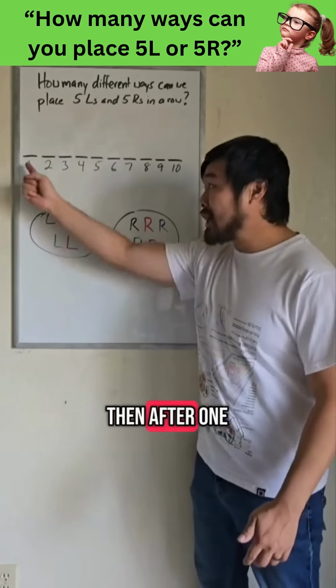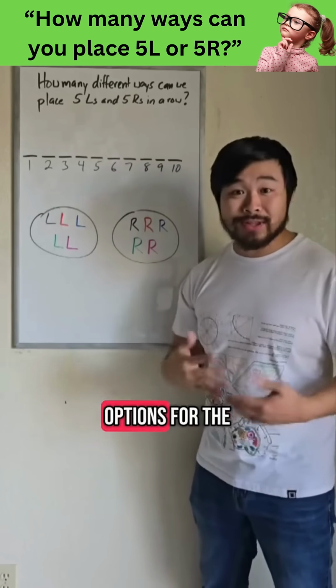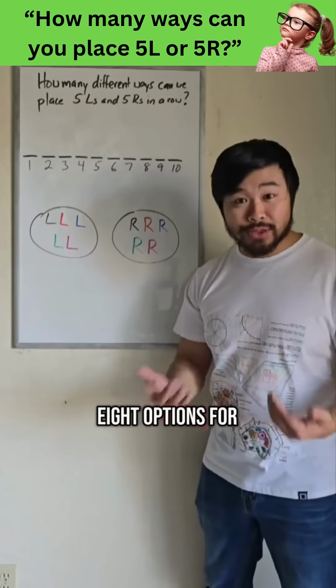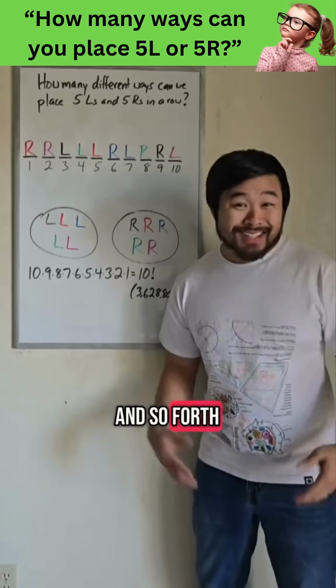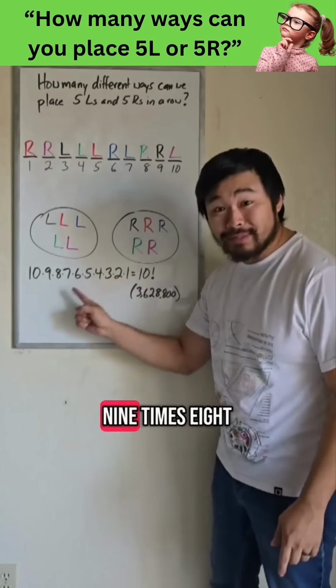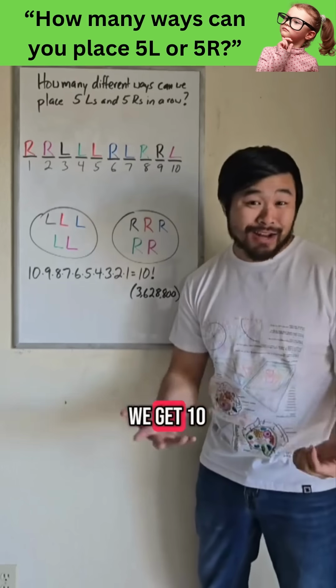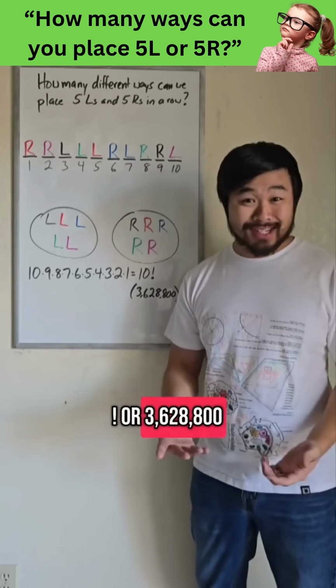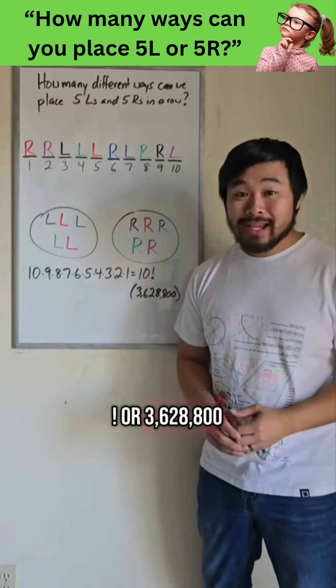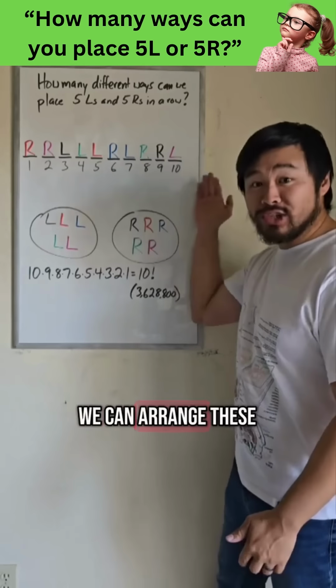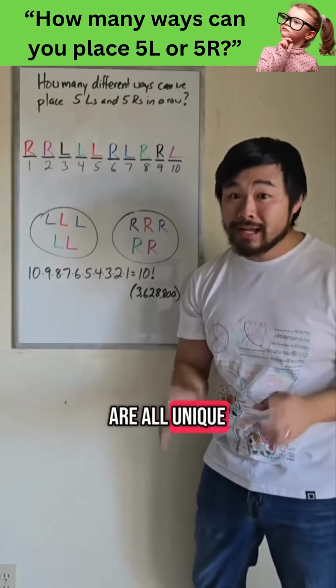10. Then after one element is placed, there are 9 options for the second position, 8 options for the third position, and so forth. So if we multiply 10 times 9 times 8 all the way down to 1, we get 10 factorial, or 3,628,800.